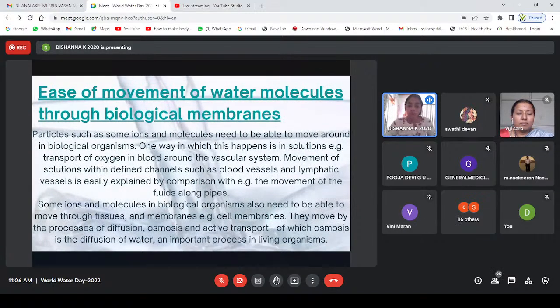Some ions and molecules in biological organisms also need to be able to move through tissues and membranes, for example, cell membranes. They move by the processes of diffusion, osmosis, and active transport, of which osmosis is the diffusion of water, an important process in living organisms.